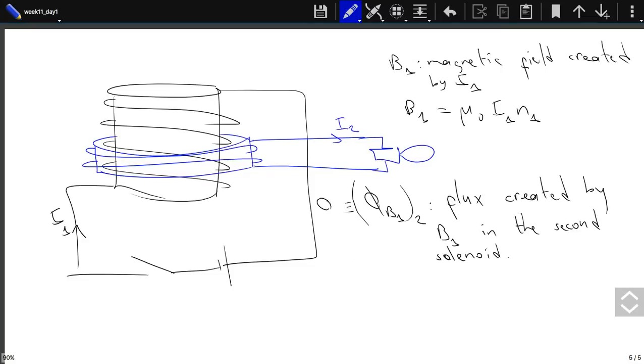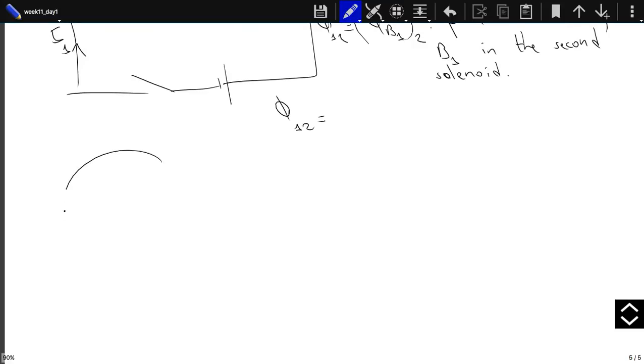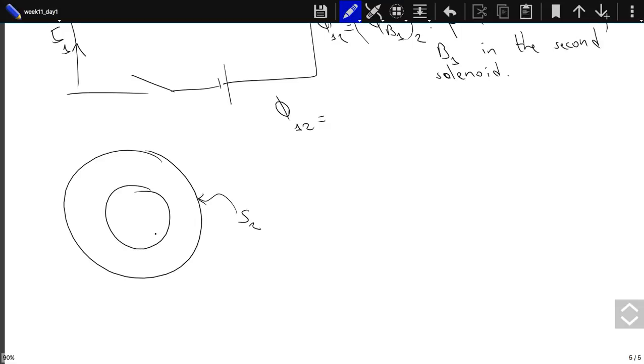Let's also show it by Phys110. What is Phys110? You see, if you imagine, this is our second solenoid. This is our first solenoid. I1 creates a current, a magnetic field in this one. This is our B1, in that region only. Well, that creates a flux in the second one.